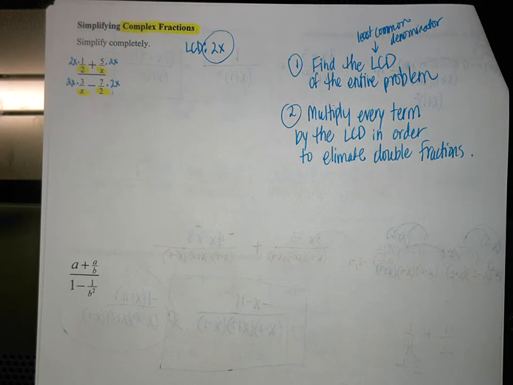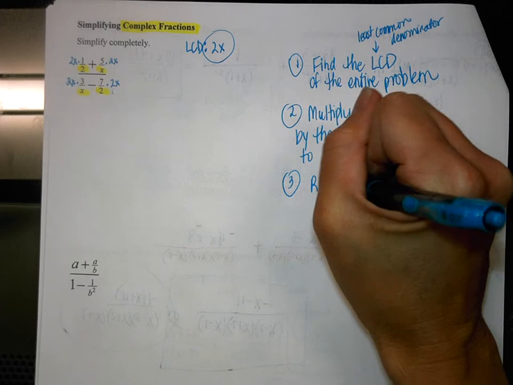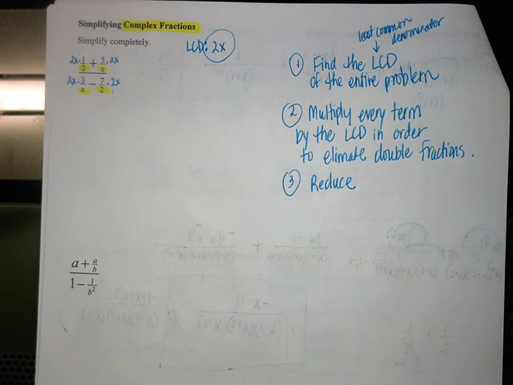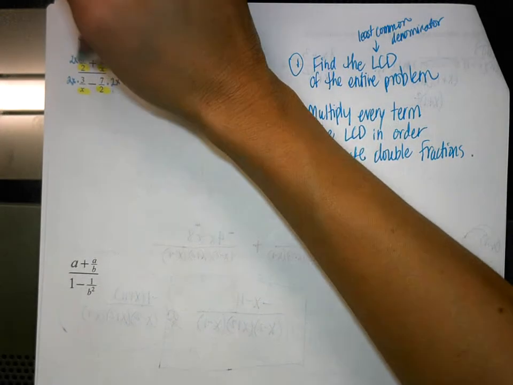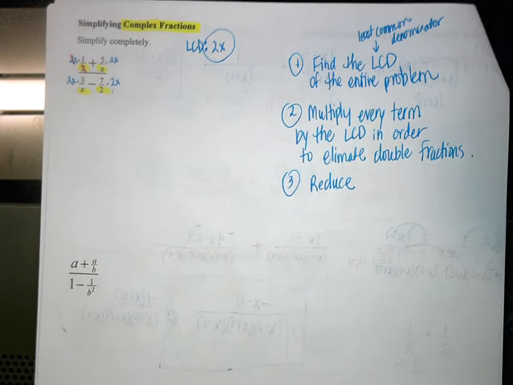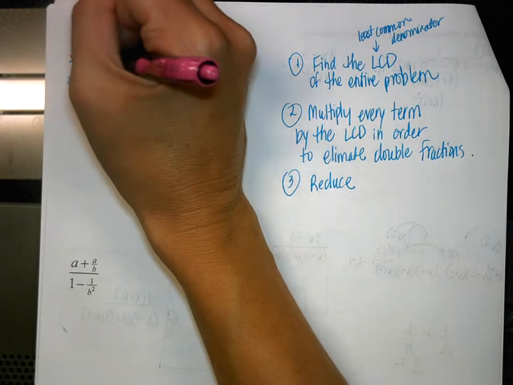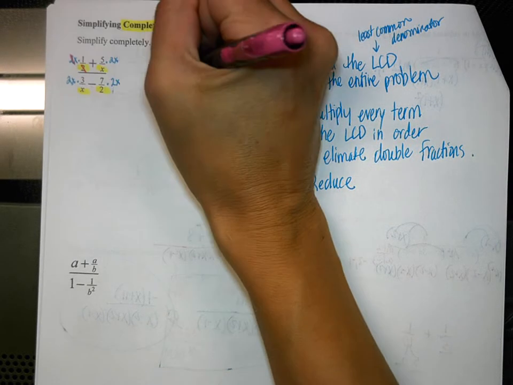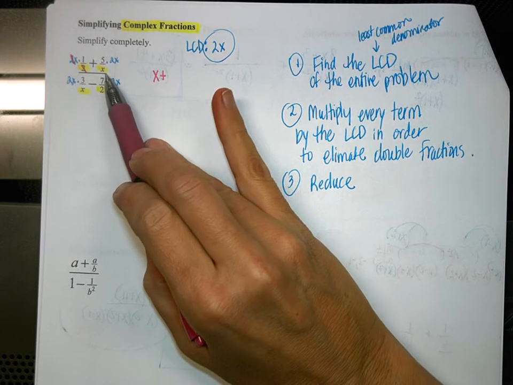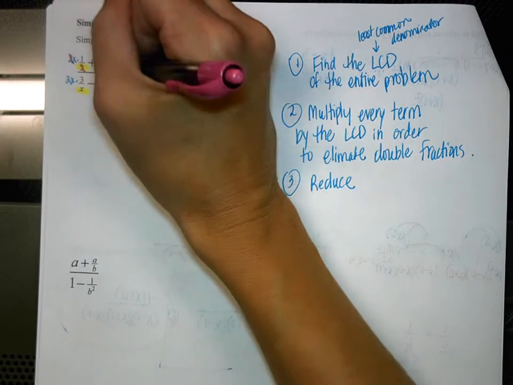Okay? And then step 3 is reduce. Okay. What do I mean by reduce? What I mean is, see here, this 2 and this 2 can eliminate. Okay? And you're left with what's here, which is x times 1, which makes x. Okay? And then I have a plus sign. I'm going to go here and reduce. What happens? The x's cancel out, and I'm left with 5 times 2, which is 10.